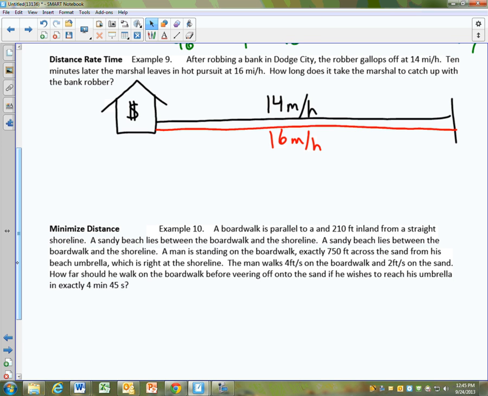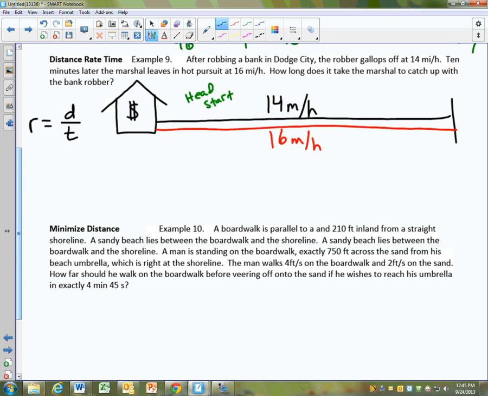But there's something important that happens here. This guy got a head start, did he not? So we'll have to take that into consideration. Out of these three items, rate equals distance over time, rate, distance, time, you tell me which one of those is the same for both the robber and the marshal. Distance is the same. They cover the same distance because that's when they'll be overtaken, right?